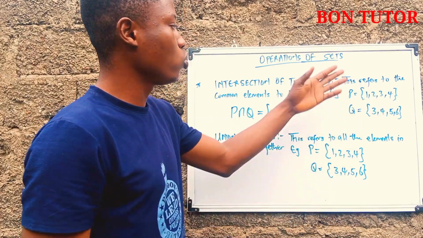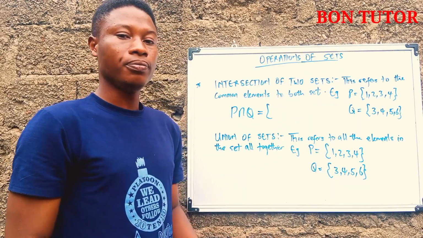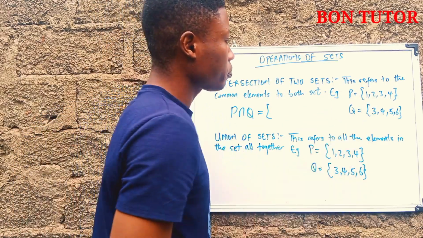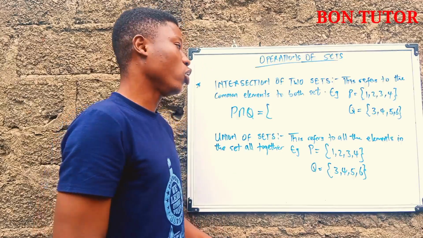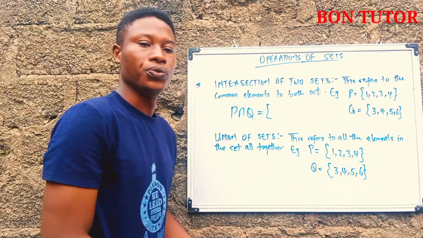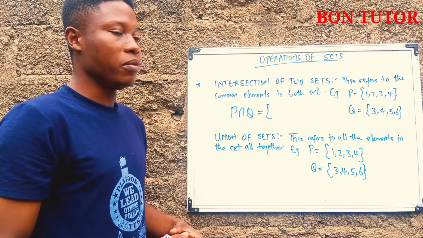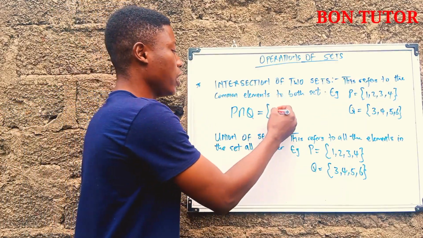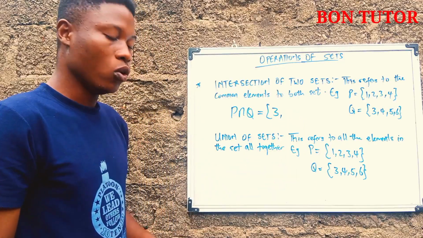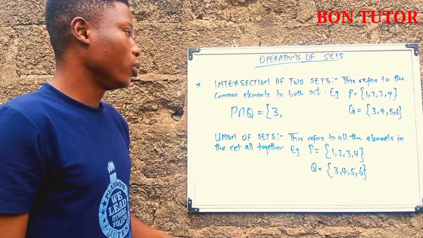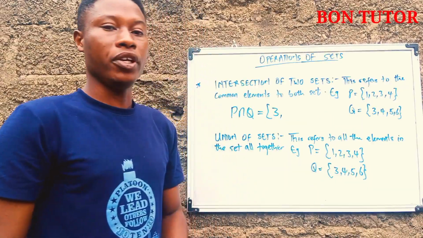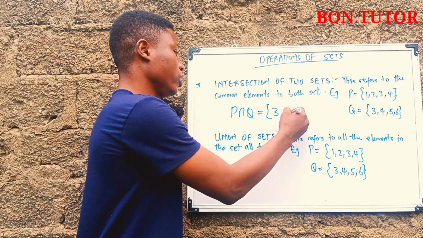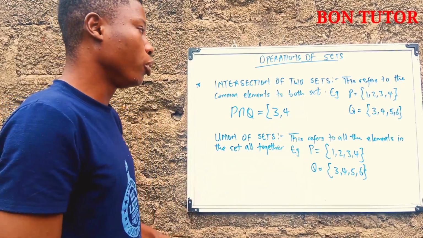2 also, you have 2 in P, but you don't have 2 in Q, which means 2 also is not common to both sets. 3, you have 3 in P and you also have 3 in set Q, which means 3 is an element that is common to both P and Q. That means your first element in the intersection will be 3. Let's go on. You have 4 in set P and you also have 4 in set Q, which means 4 also is an element that is common to both sets.